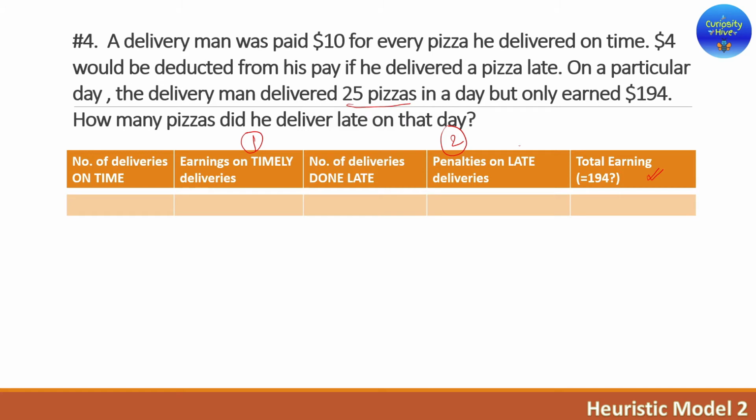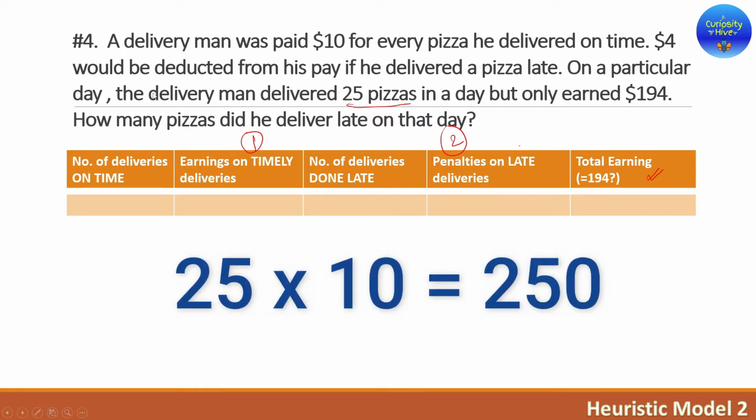Now we know that there are 25 pizzas that are delivered in a day. Now how will you arrive at the first guess number? Well, what you do is check this. Now if 25 pizzas, all of them are delivered on time, he would earn 25 times 10, 250. But the answer is 194. That means something is deducted from 25.